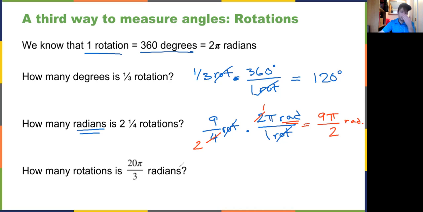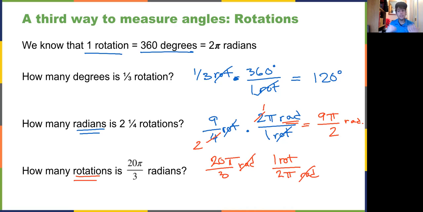Last one here, 20 pi over 3 radians. So 20 pi over 3, this is in radians. We want to convert this into rotations. So 1 rotation is equivalent to 2 pi radians. Radians, even though they're not really a unit, the idea is that radians are canceling out here, and I'm ending up with rotations.